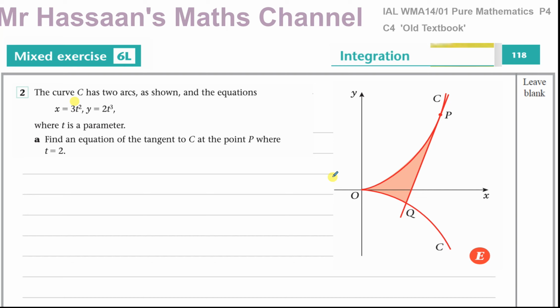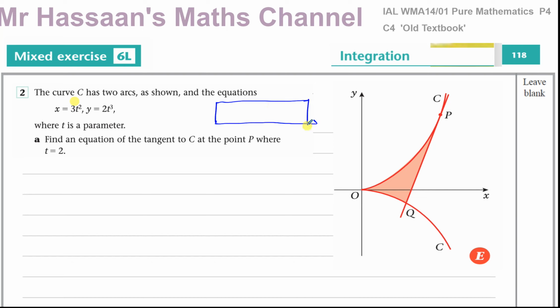Okay, so now it says the curve C has two arcs as shown, and the equations x equals 3t squared and y equals 2t cubed. So this is a parametric equation, which means that the equation of the curve is defined with three parameters. You have x, y, and you have a third parameter t. If you wanted to plot this graph, you would have your t value and your x value and your y value.